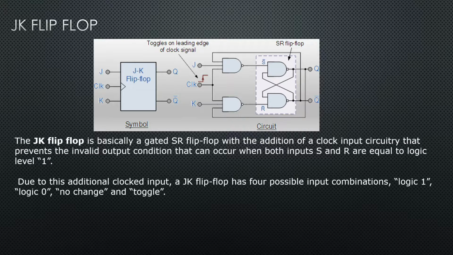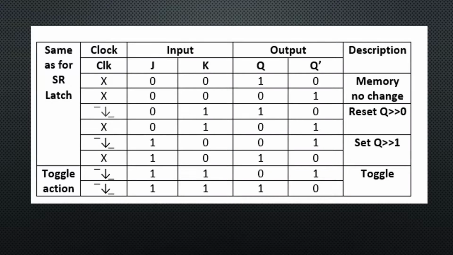JK flip-flop. The JK flip-flop is basically a gated SR flip-flop with the addition of a clock input circuitry that prevents the invalid output condition that can occur when both inputs S and R are equal to logic level 1. Due to this additional clocked input, a JK flip-flop has 4 possible input combinations: logic 1, logic 0, no change, and toggle. This is a truth table.